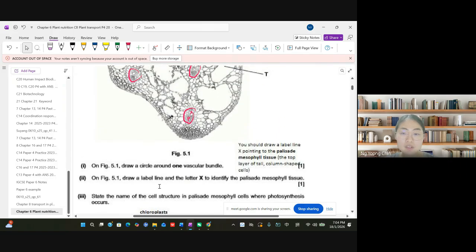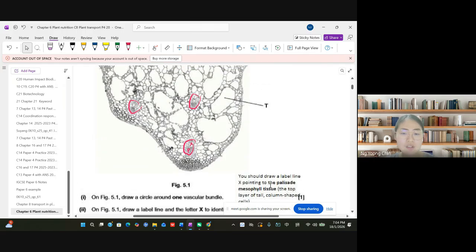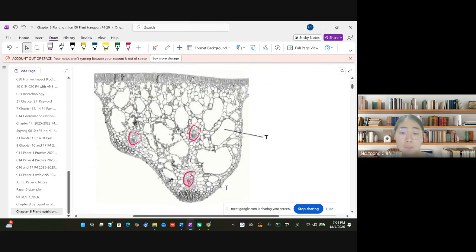And then draw a label line and the letter T to identify the palisade mesophyll tissue. So where is the location of the palisade mesophyll tissue? If you recall, palisade mesophyll tissue is usually located just beneath the upper epidermis of the plant. Because palisade mesophyll cells consist of what kind of structures? So they can do the photosynthesis. They consist of a lot of chloroplasts, right? So that's why it's located here.